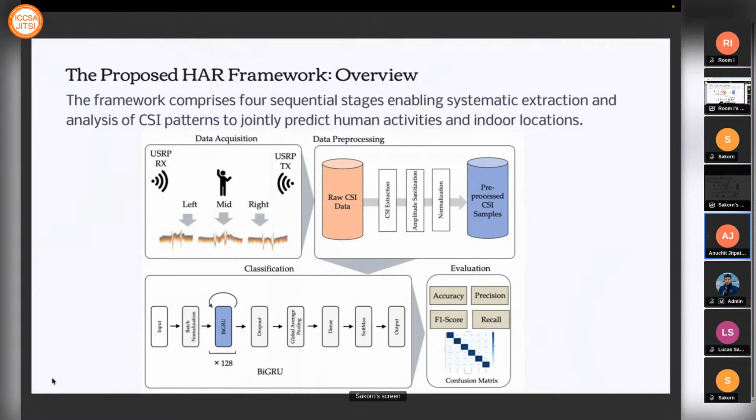Now let me walk through our proposed framework. It has four sequential stages. First, data acquisition, where we capture raw CSI using USRP software-defined radios at three spatial positions, left, mid, and right. Second, data pre-processing, where raw CSI is extracted, sanitized, and normalized. Third, classification, where our BiGRU model processes the pre-processed sample. And fourth, evaluation, where we measure accuracy, precision, recall, F1 score, and examine confusion matrices. Let's go through each stage.